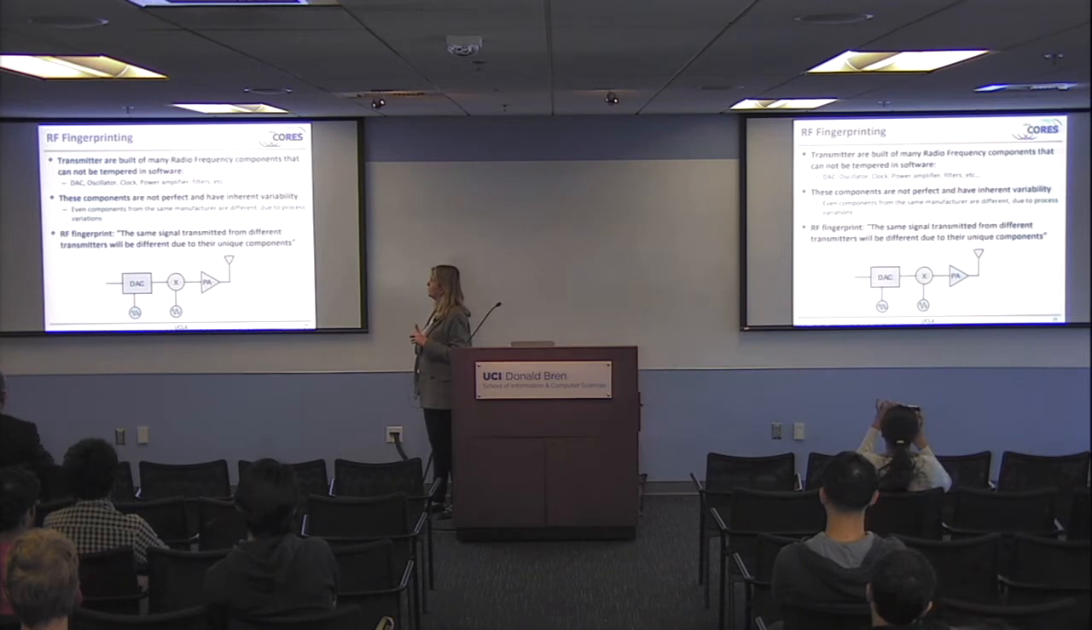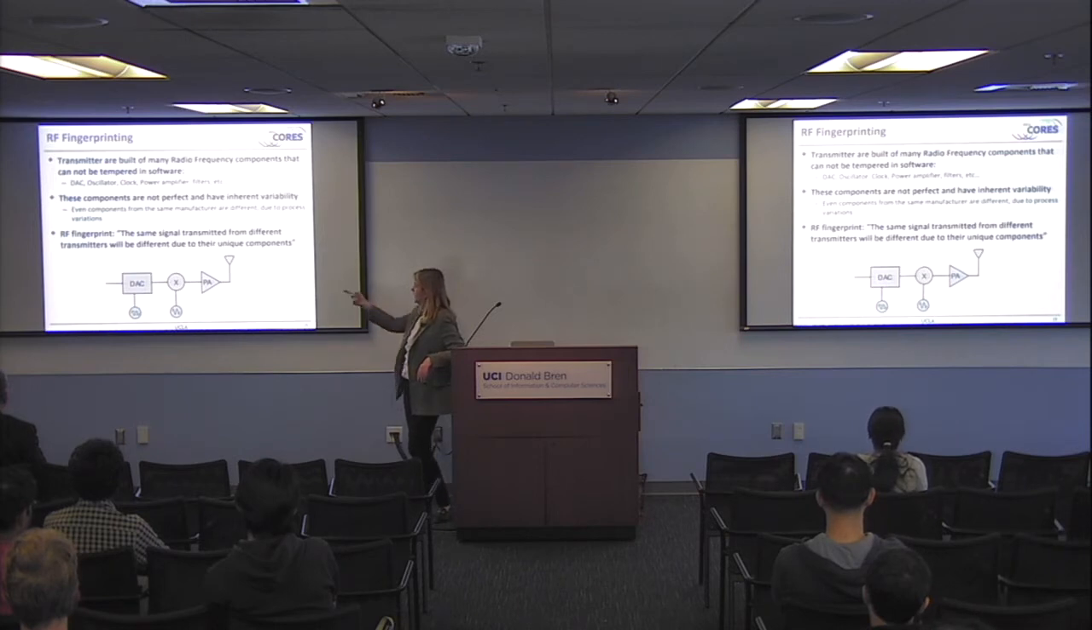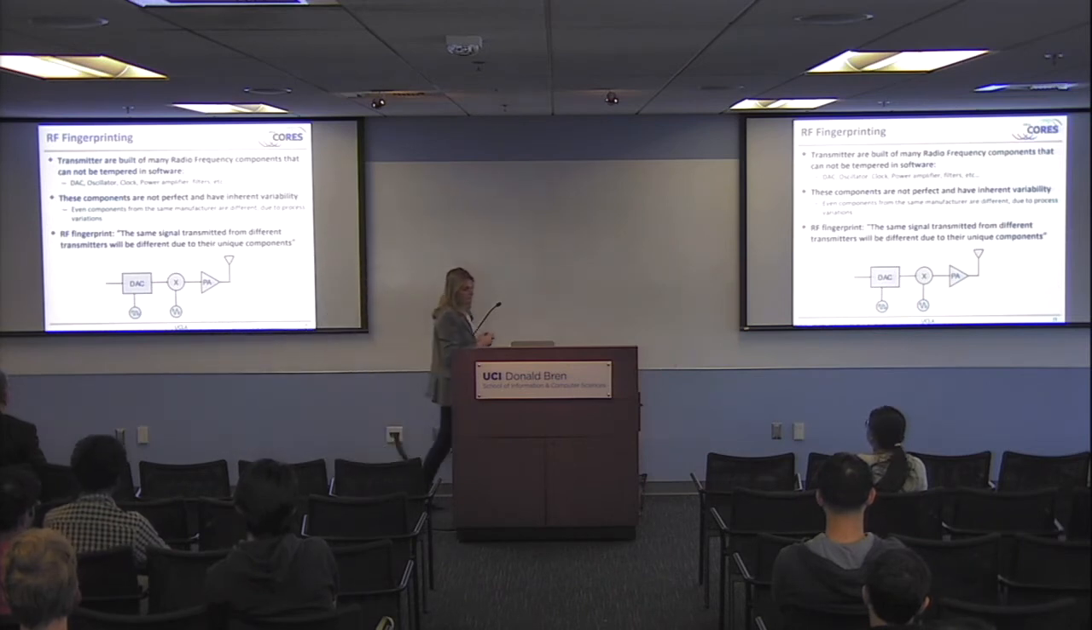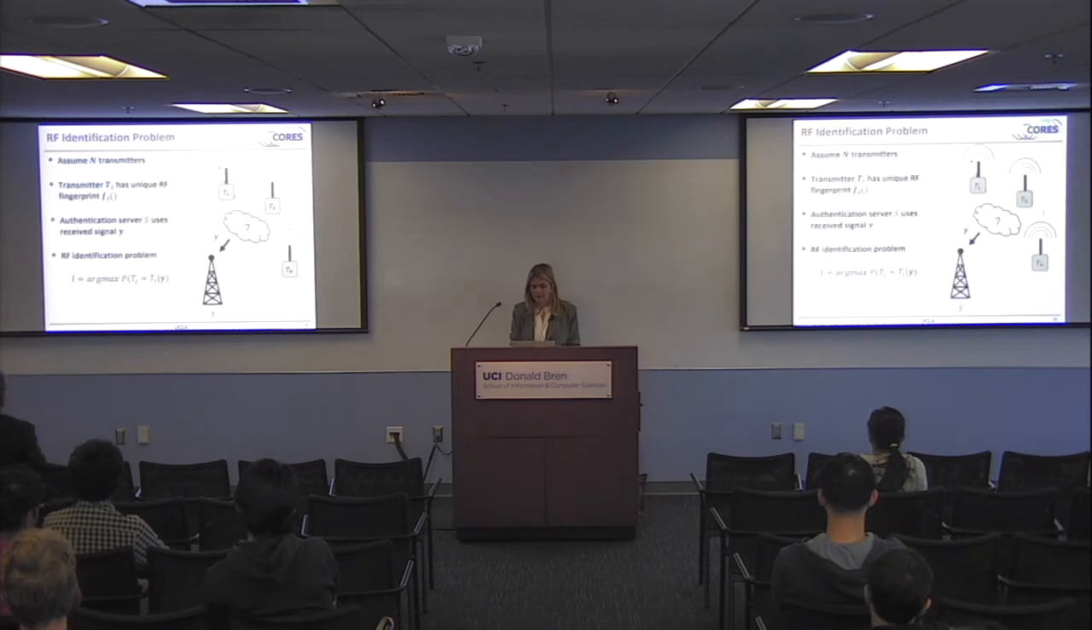So what we have exploited is that these transmitters are built out of radio components that cannot be tampered with or changed in software, okay? So we have the DAC, digital-to-analog converter, clock, oscillator, power amplifier. And these components are not perfect. They're not the same. Every transmitter, even if they belong to, let's say, the same Wi-Fi network, every access point, will have a slight variability of these components. And then the question is, can we use that to identify them?